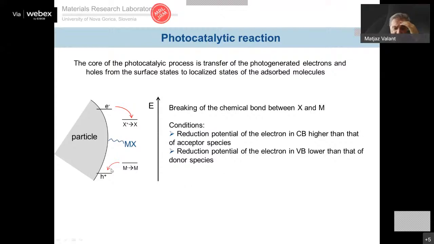Now, these new species are either a direct product of the photocatalytic reaction, or they can be intermediates. They can further trigger some new reactions. We can produce, for instance, during this process, radicals, and these radicals, being very reactive species, will then later react maybe with some impurities in the water.